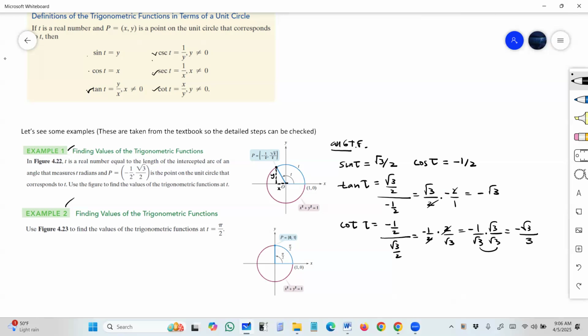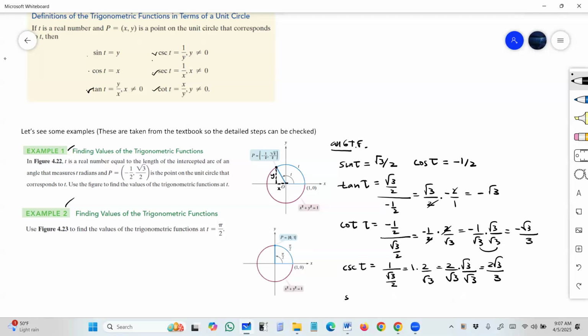Okay, so now we have to find cosecant. Cosecant of t, as you can see, is just 1 over y. So 1 over here is my y. So multiply again by the reciprocal. So this is 2 radical 3, and we have to rationalize it again, right? To rationalize means remove the radical from the denominator. Radical 3, radical 3, radical 9. Radical 9 is 3.